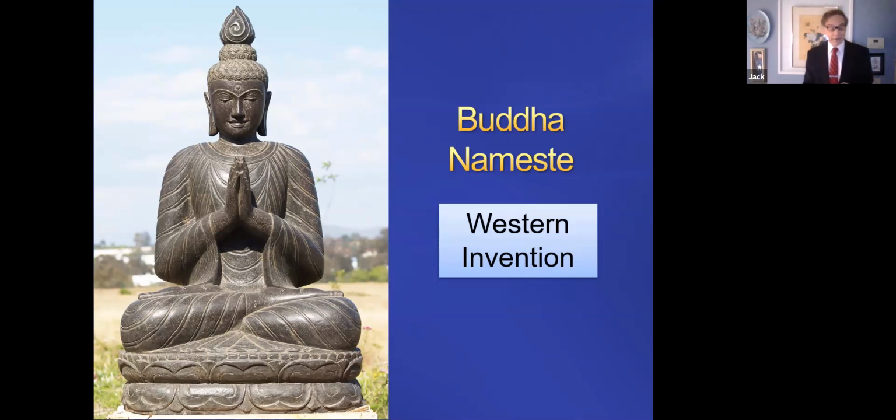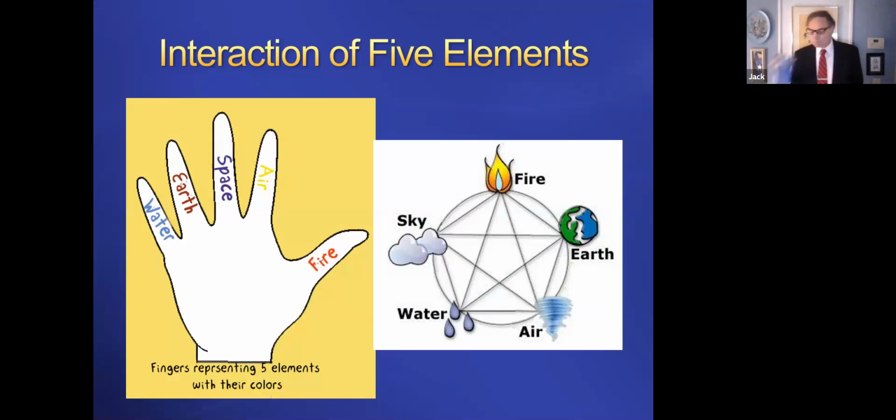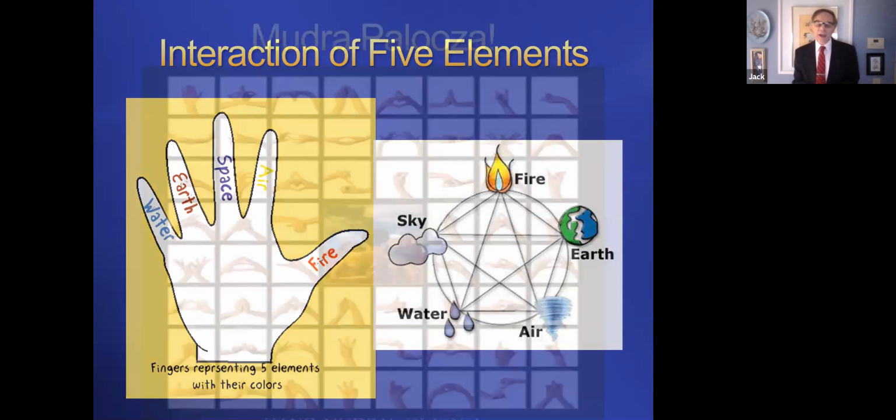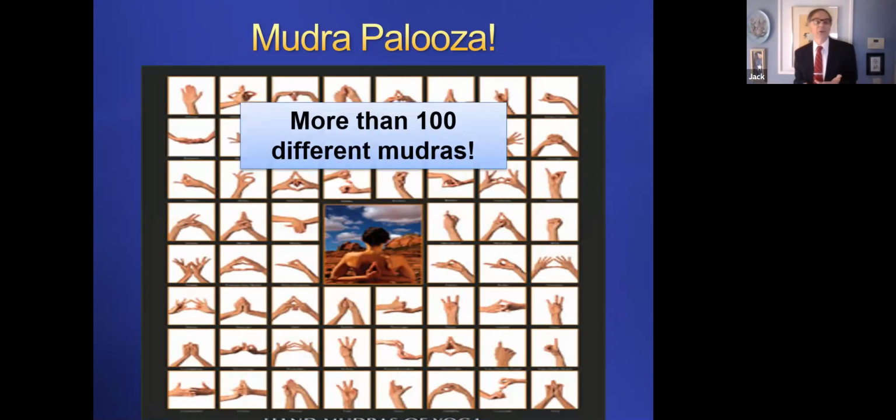Now, these could get pretty complicated. Because each of your five fingers could represent different elements: water, earth, space, air, fire. Different combinations of them can mean all different types of things in these hand gestures. So actually, if you look at all the mudras there are, it's a lot. I mean, there's over 100 different types of mudras that are used for all different types of very complex and esoteric belief systems. And I just showed you a very small subsample of them over here.